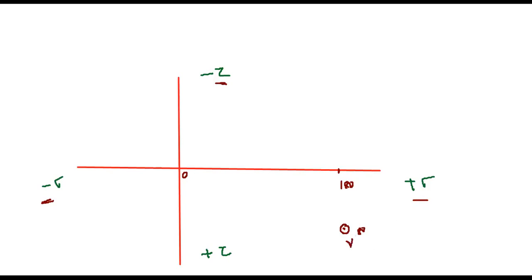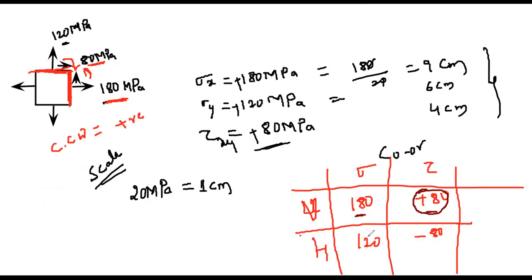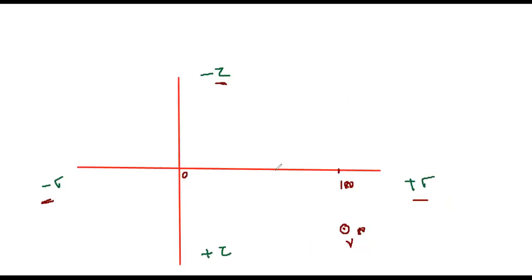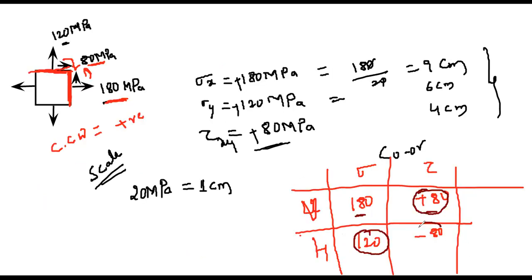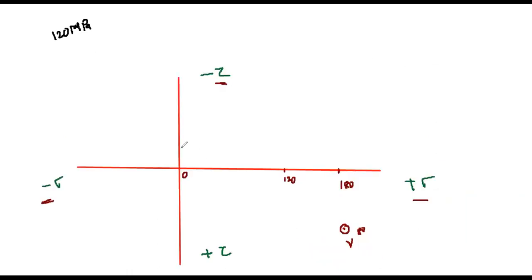Next we need to draw the horizontal plane. For the horizontal plane, sigma is plus 120, somewhere here. And here we have minus 80, that is tau. Minus 80 is approximately here. So this is my horizontal plane, and this is my vertical plane.